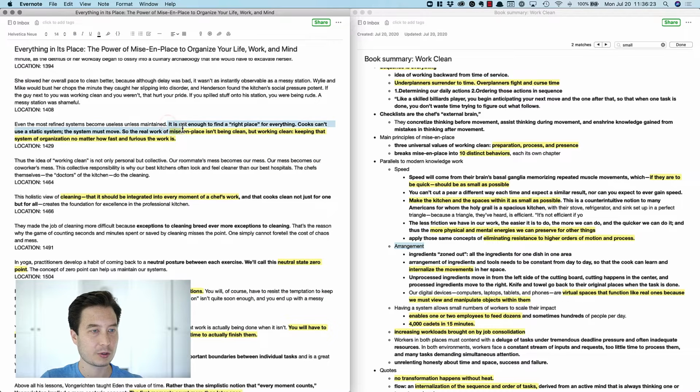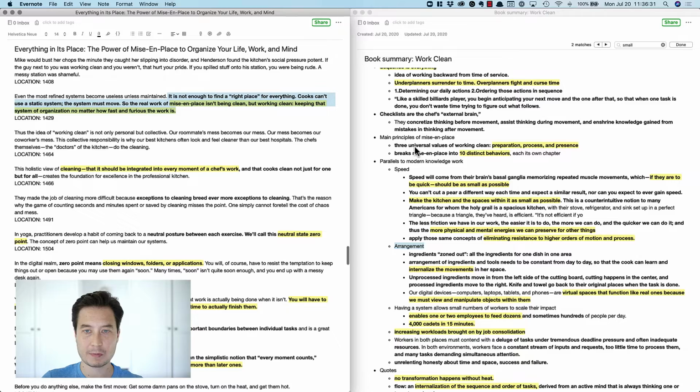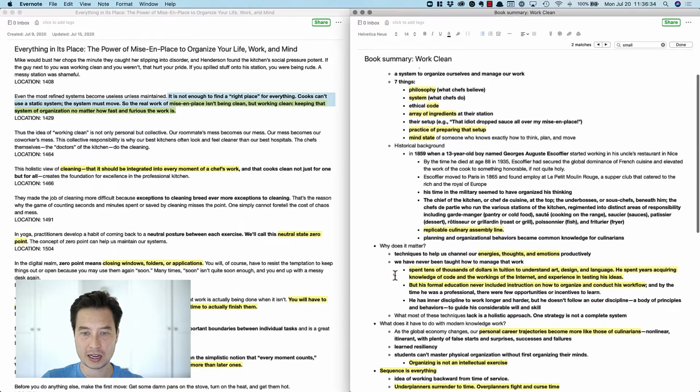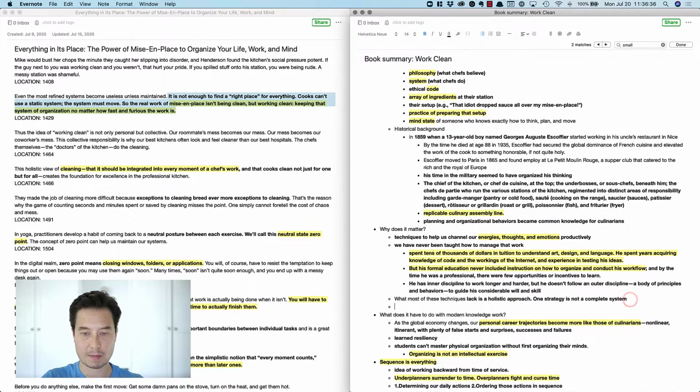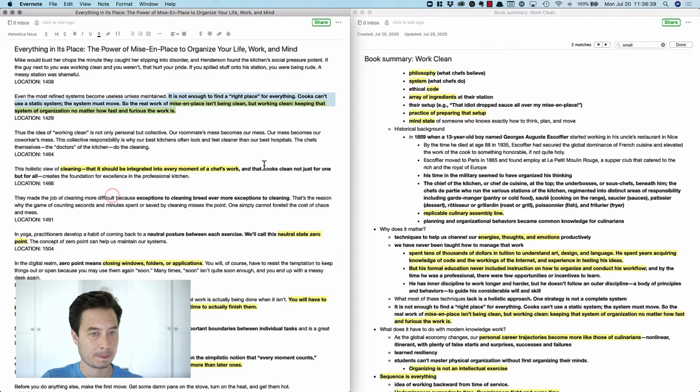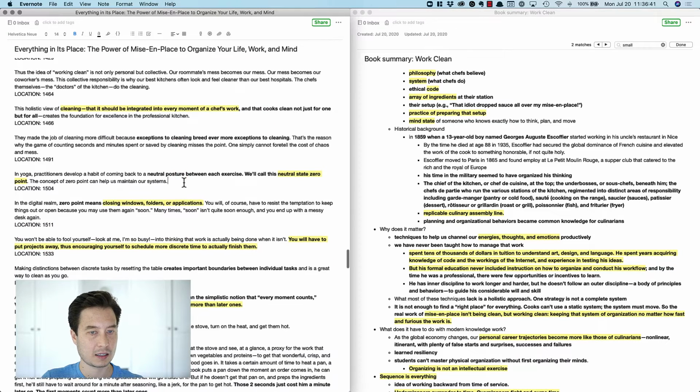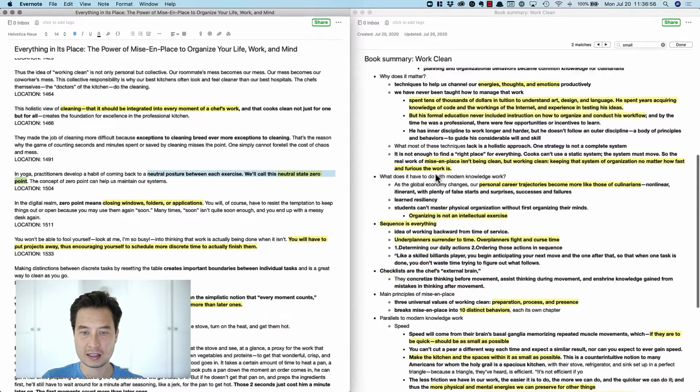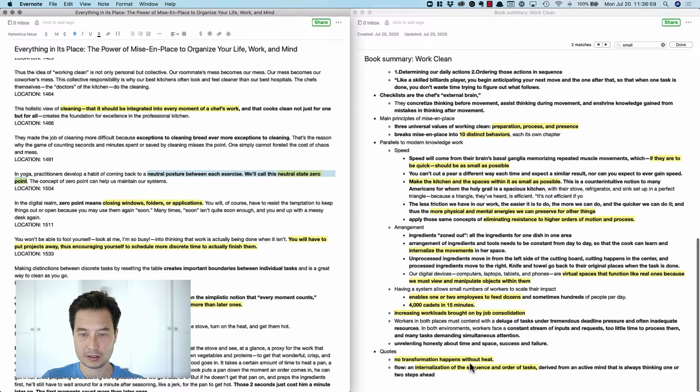Okay, very cool. So he's talking about that it's a system, but not a static system. It's a fluid system. So this is actually quite big picture, such that I want to add it all the way up here where we talk about why it matters. Okay, cleaning, a neutral posture. That is fascinating. It's kind of how I think of a weekly review. It's a neutral state, a zero point, as they call it in cooking. So I want to put that in, let's put it under parallels as well.